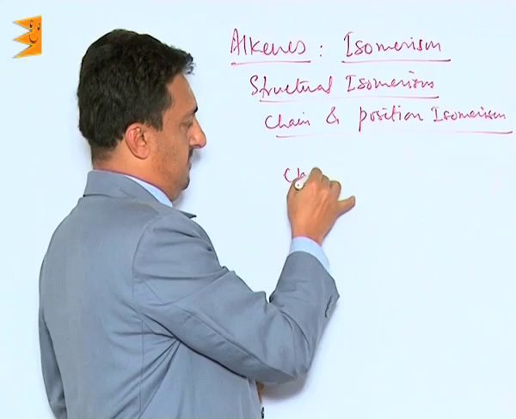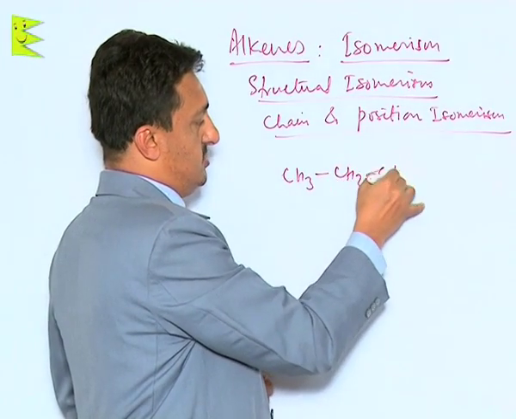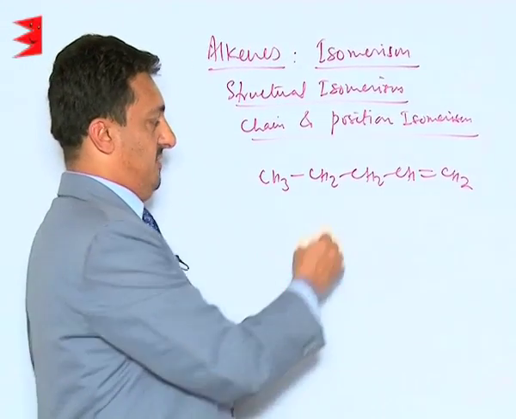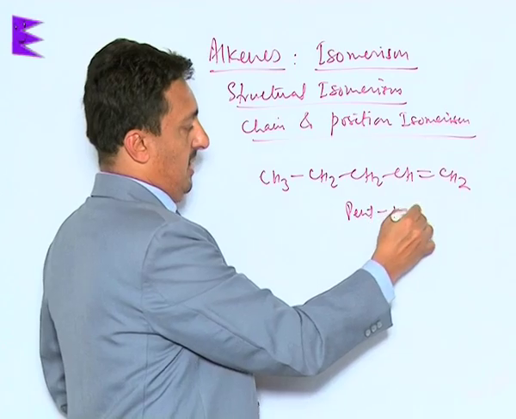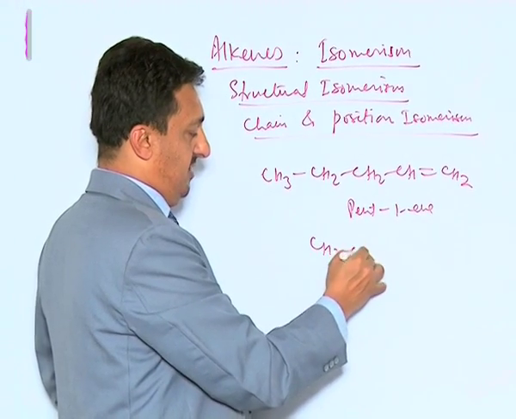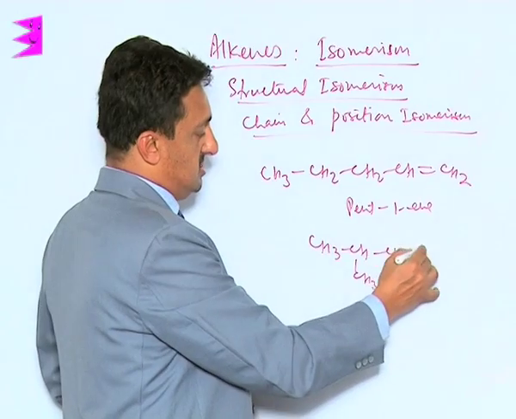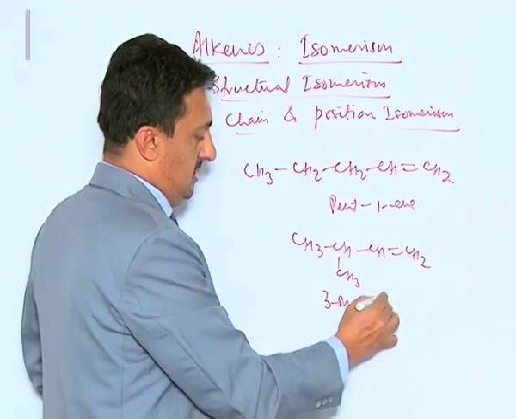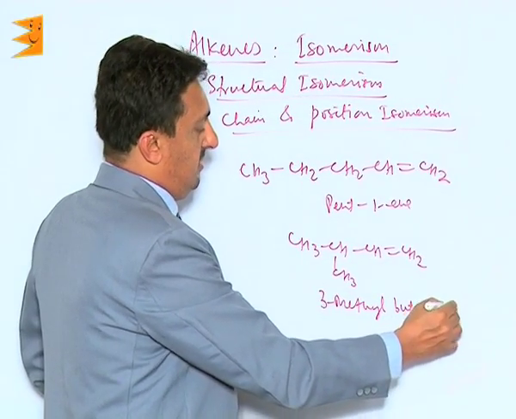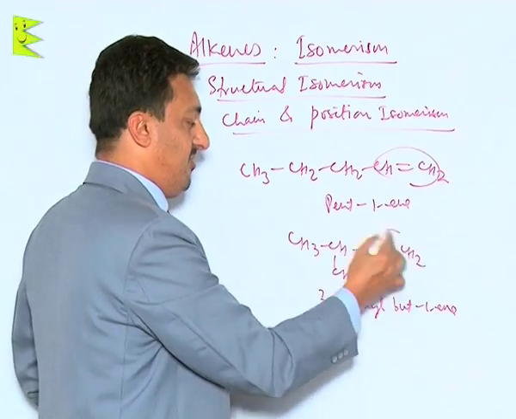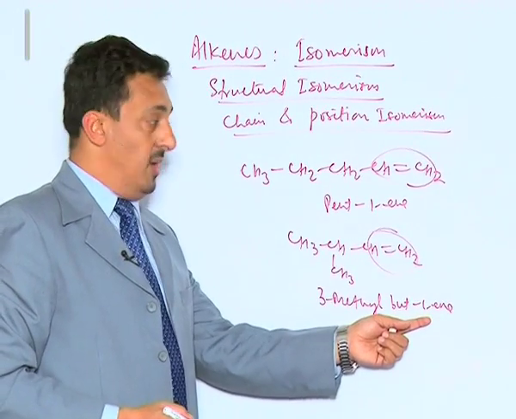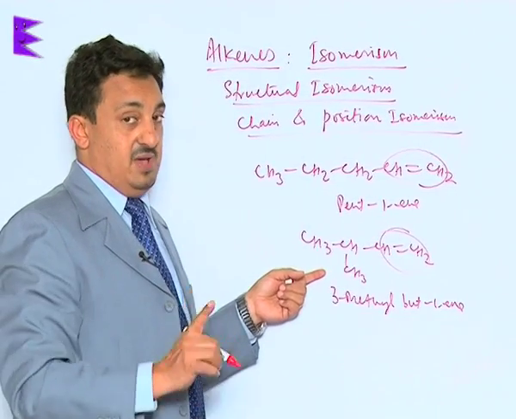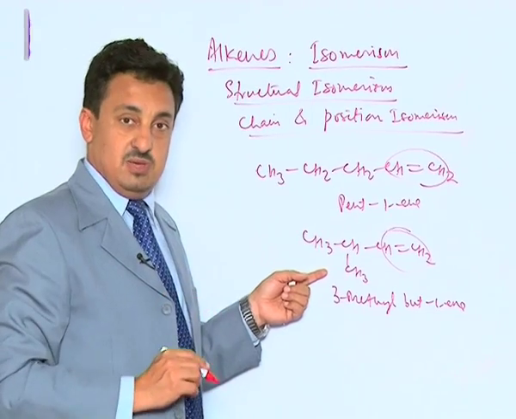If we have, suppose, CH3, CH2, CH2, CH double bond CH2, this is pent-1-ene. We can also have CH3, CH(CH3), CH double bond CH2. Here we have 3-methylbut-1-ene. So see, the position of the double bond hasn't changed. It's still on carbon number 1. But the chain earlier was of 5 carbons, now it's of 4 carbons. So that's why it's an example of chain isomerism.